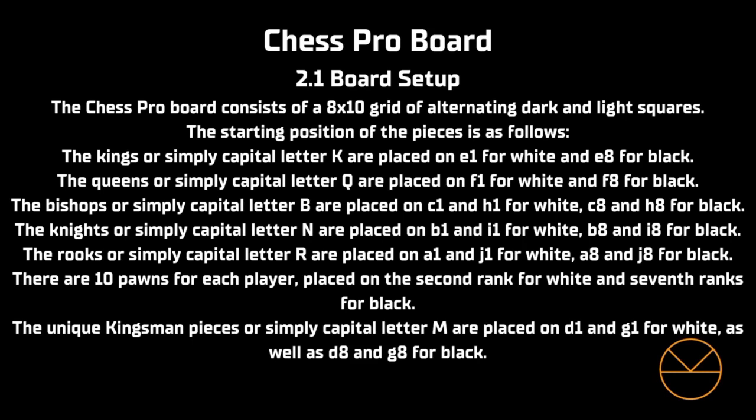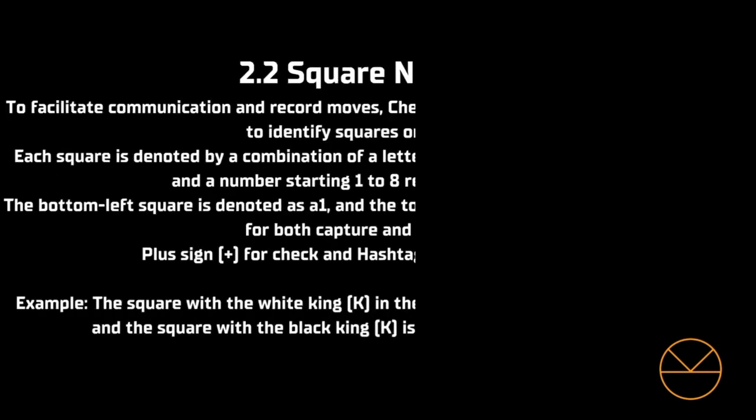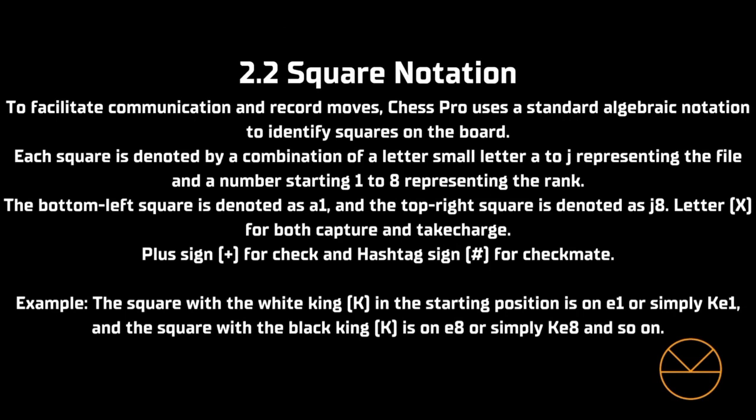There are 10 pawns for each player, placed on the second rank for white and the 7th rank for black. The unique Kingsman pieces, simply the capital letter M, are placed on D1 and G1 for white, as well as D8 and G8 for black.